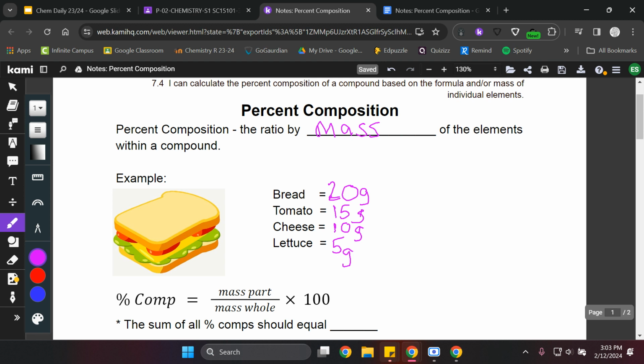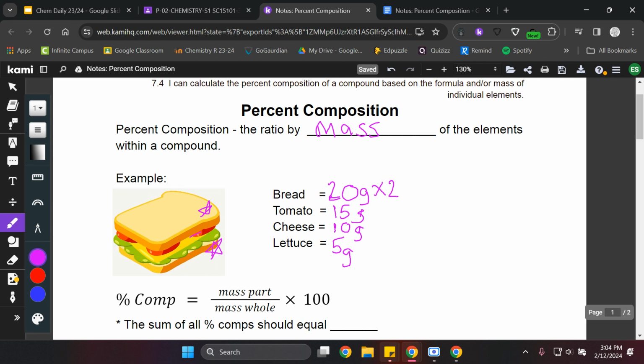Now, what we can see is that if I want the total amount of bread, each piece of bread is 20 grams. But that does not mean that the bread itself is only 20 grams because there are two slices of bread here. Here's a slice of bread here, and here's a slice of bread here. So we need to account for that when we calculate percent composition. So the bread, it's not just 20 grams, it's 20 times 2 because there are two slices of bread. We could do the same thing for all the remaining ingredients.